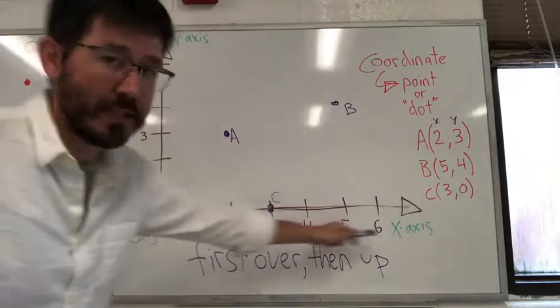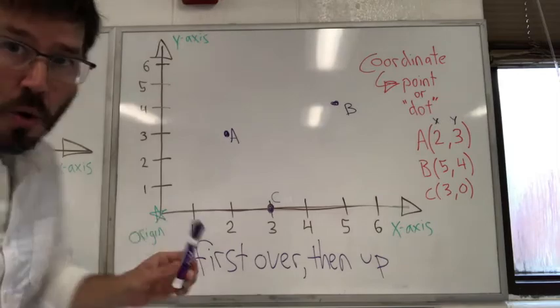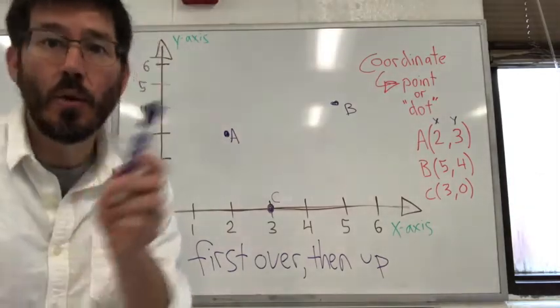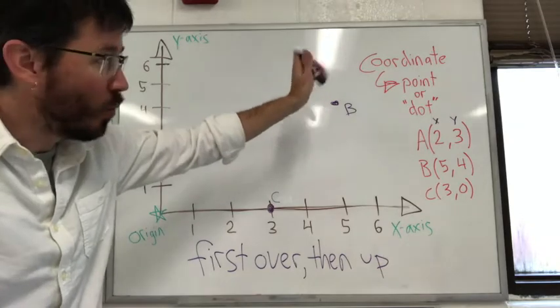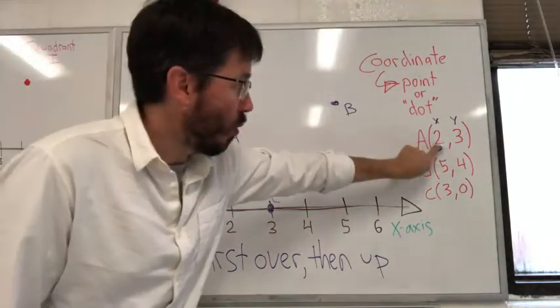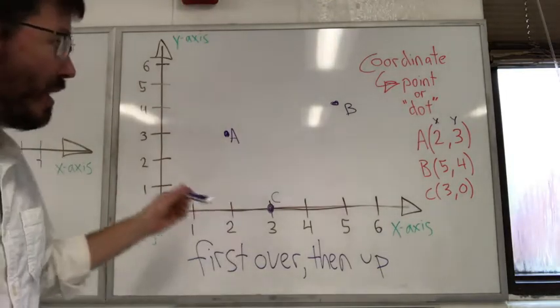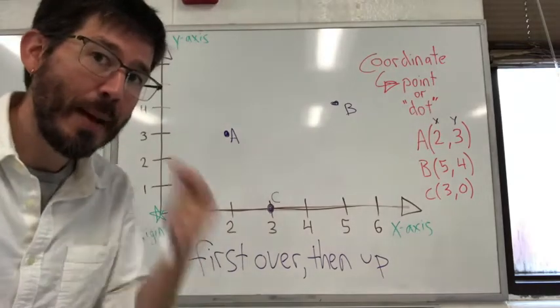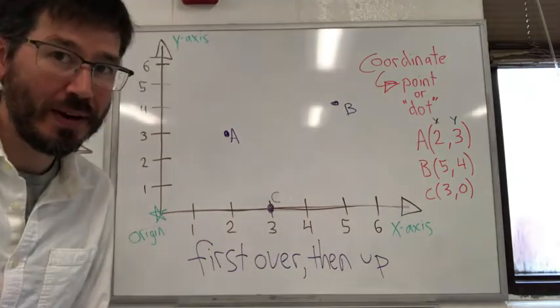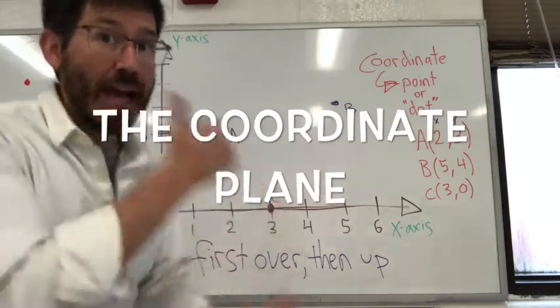So here, what do we got? We have an x-axis. We have a y-axis. They meet at the origin. Origin means beginning. In order to plot a coordinate, or a point, we use the coordinate x and y. We go first over, then up, and we put a dot and a little letter. And now we've plotted three coordinates, A, B, and C. All right? I'm gonna get my camera reset, and we're gonna go on to the next example.